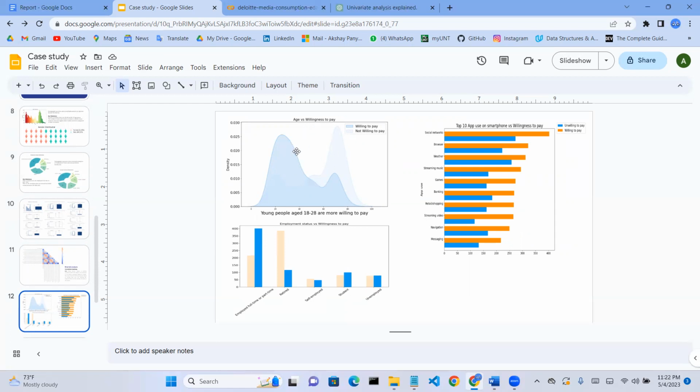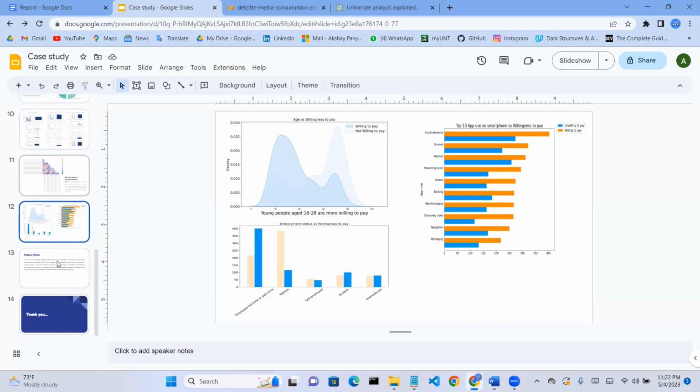This graph is the willingness to pay, showing which age group of customers are willing to pay for extra speeds. Then this is the employment status, showing the status of the employees who are willing to pay. And this is the top 10 apps being used on smartphones by the people who are willing to pay more.